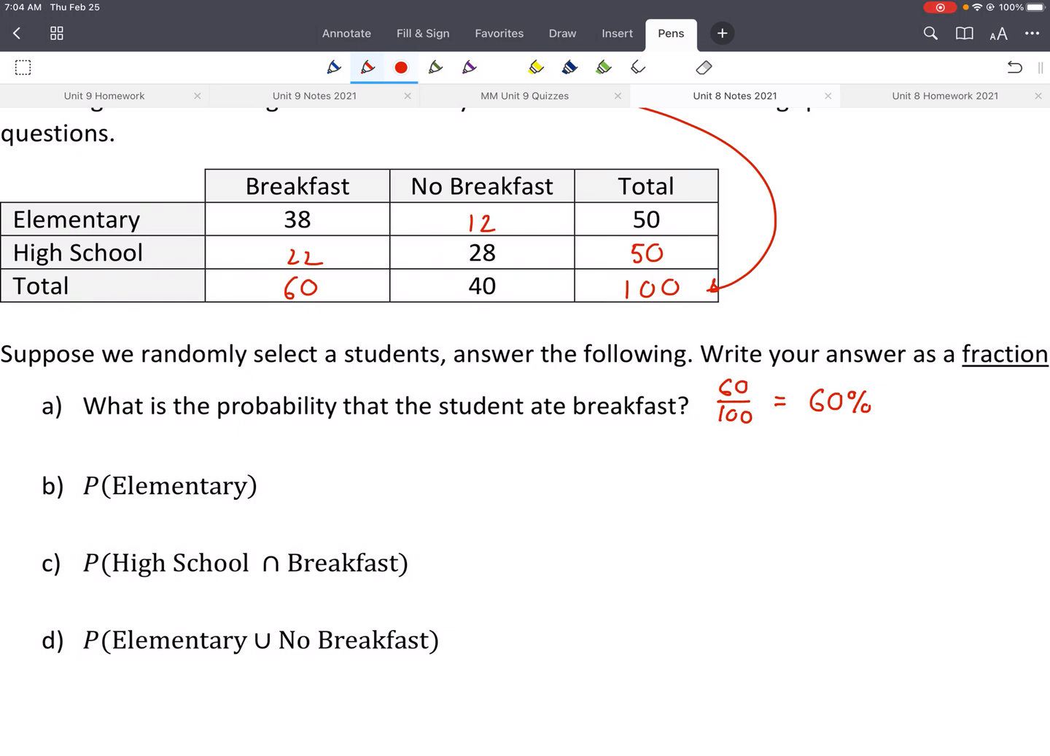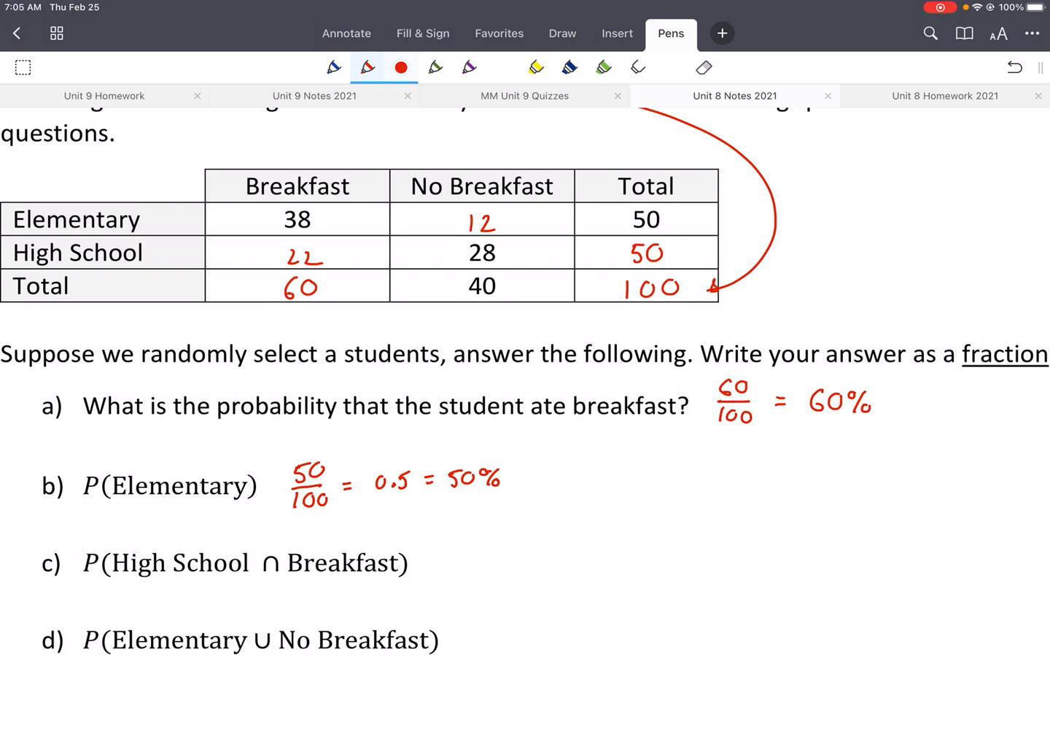All right, what's the probability of choosing an elementary student? Okay, so here's our elementaries, and our grand total for that is 50. So we'd do 50 out of 100, or that would be 0.5, or 50%. It's really easy when it's out of 100. A lot of the stuff won't be out of 100, so. All right, see if you can do C and D by yourself.